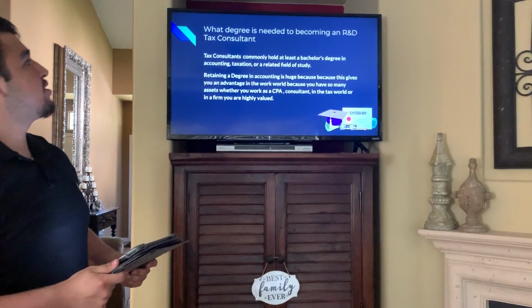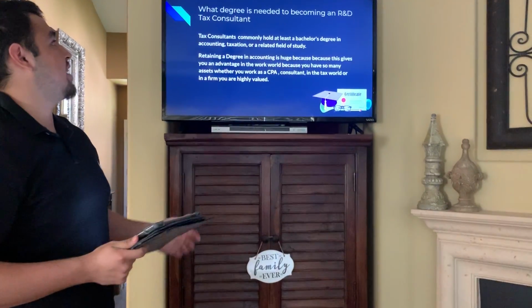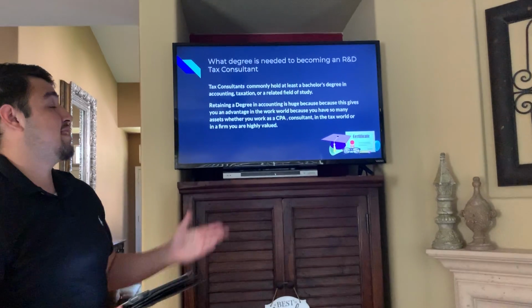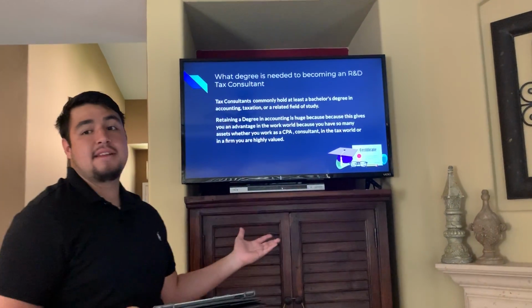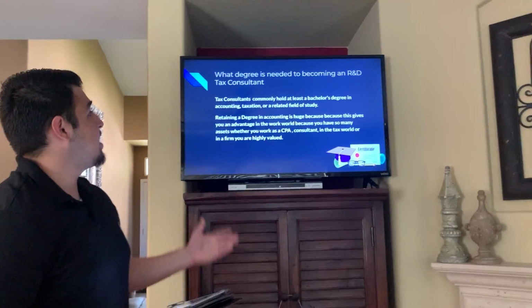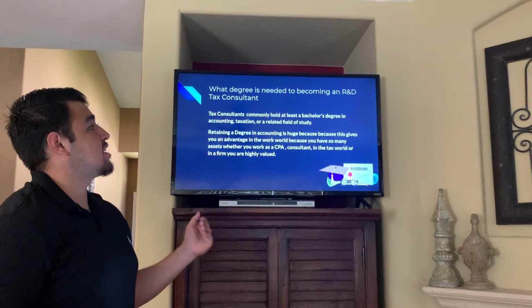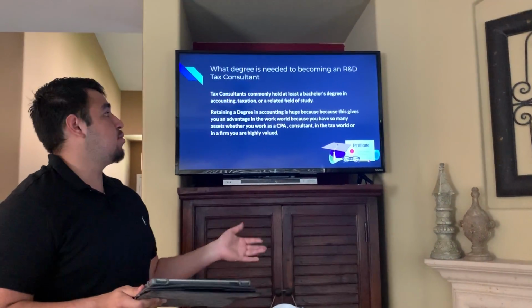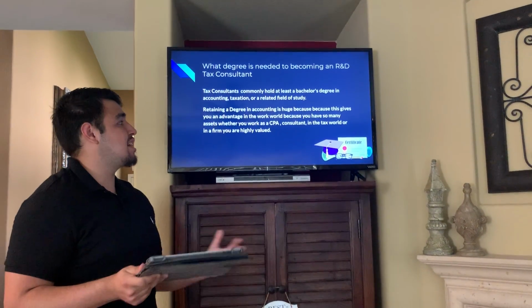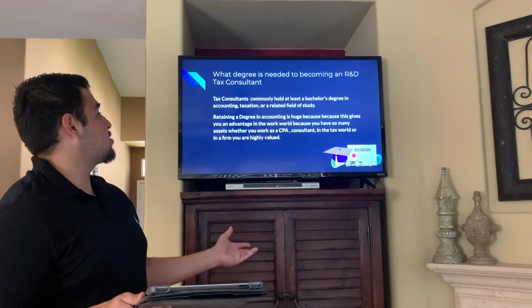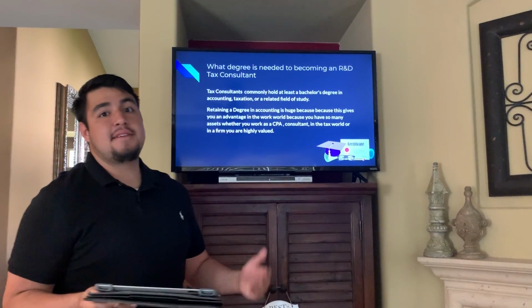So what degree is needed to become an R&D tax consultant? Tax consultants commonly hold at least a bachelor's degree in accounting, taxation, or a related field of study. Obtaining a degree in accounting is huge because it gives you an advantage in the work, because you have so many assets. Whether you work as a CPA, consultant in the tax world, or in a firm, you're highly valued.